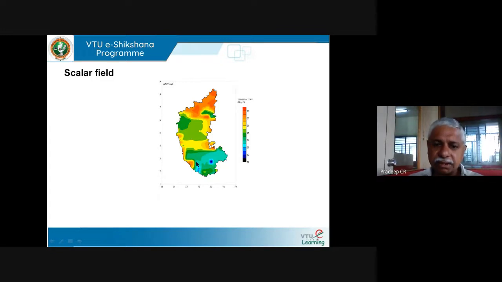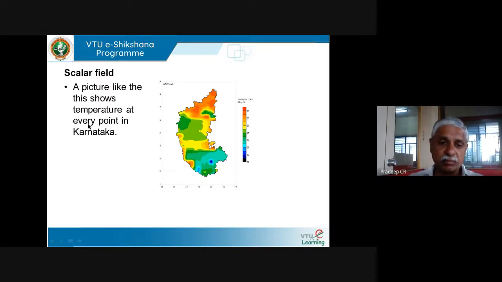So such a map is called a scalar field. This is a temperature field. That means in the region of Karnataka, every place is associated with a number. Such a thing is called a scalar field. Scalar means real numbers. I told you this before. So every point of the region is associated a real number. So that's what this, whatever description I gave you, is what is coming here.